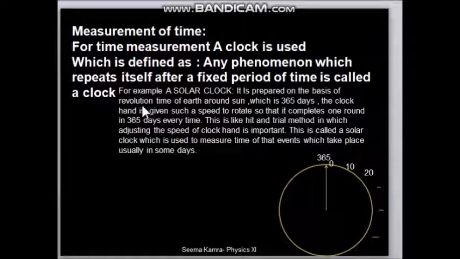We have to select any event which is repeating and it is always taking a fixed time to complete. So suppose we are taking the example of the revolution of Earth around the Sun. Students, since Earth revolves around the Sun in a fixed time of 365 days and its revolution is repeating and repeating, this process will help us to make a clock and we will call it a solar clock.